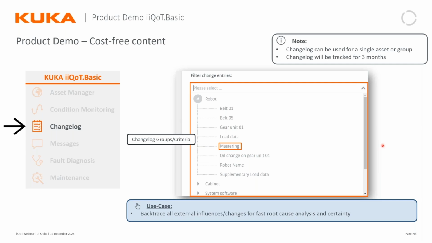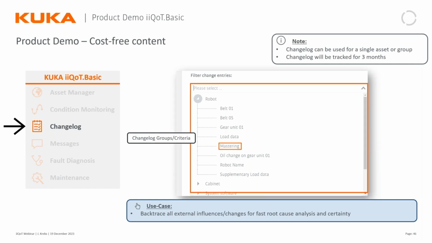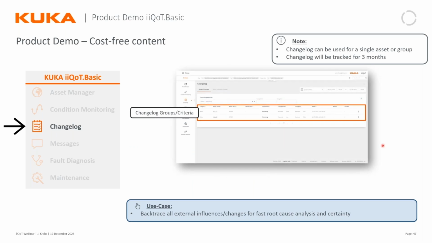Here we see one specific group, for example, mastering. If I select that one, of course, then it will filter everything out and will show me only the ones which are running under the point mastering. And that's how I can check, proactively, whenever something happened, what was actually going on with the machine, in order to find some root causes and get also some certainty in the production.